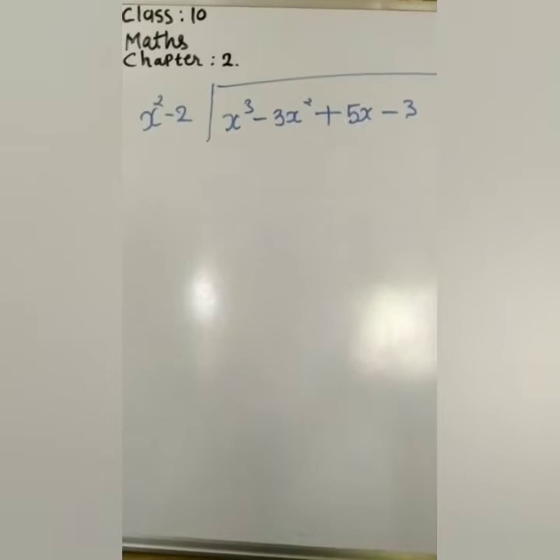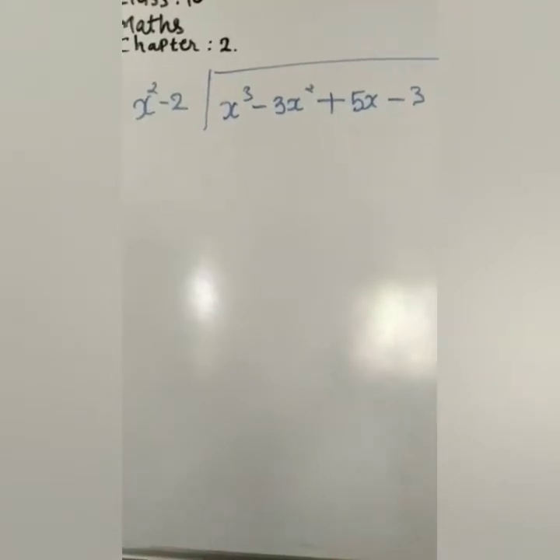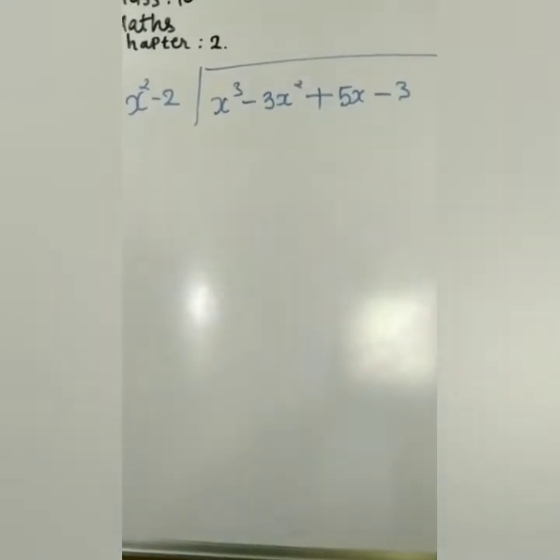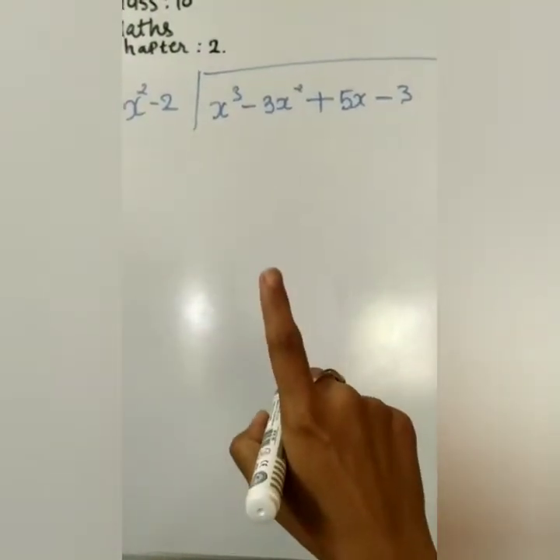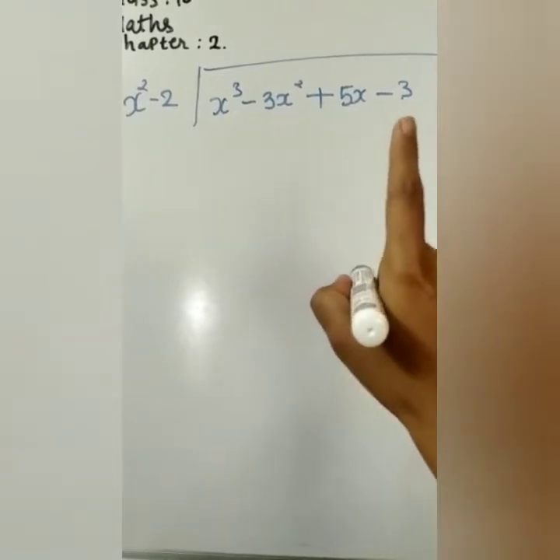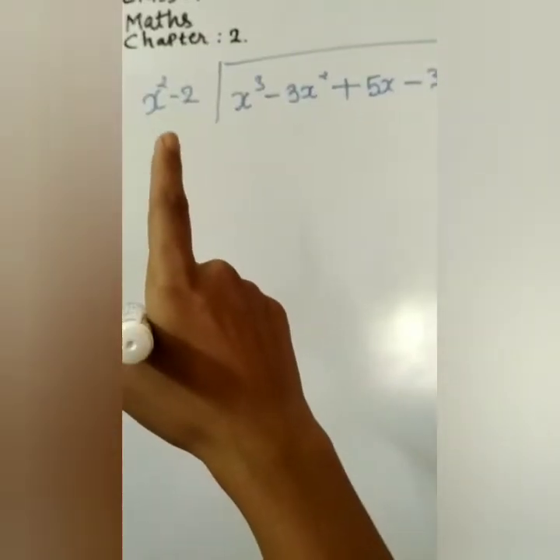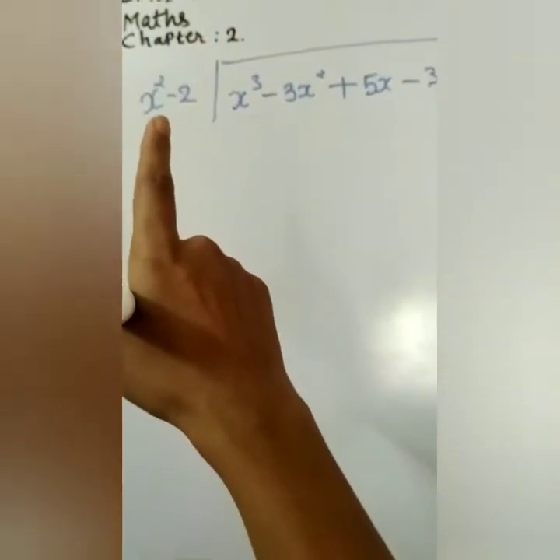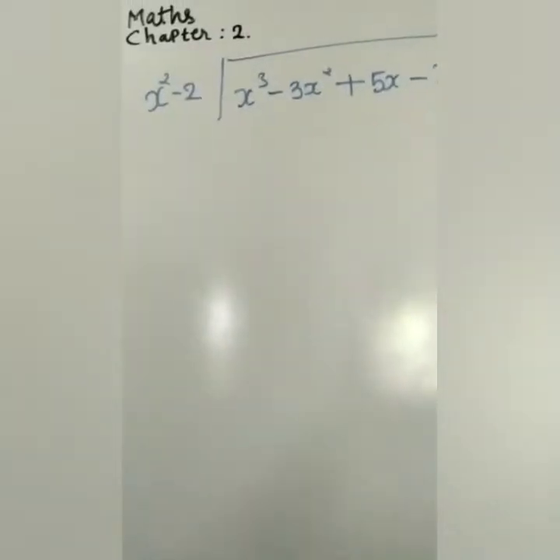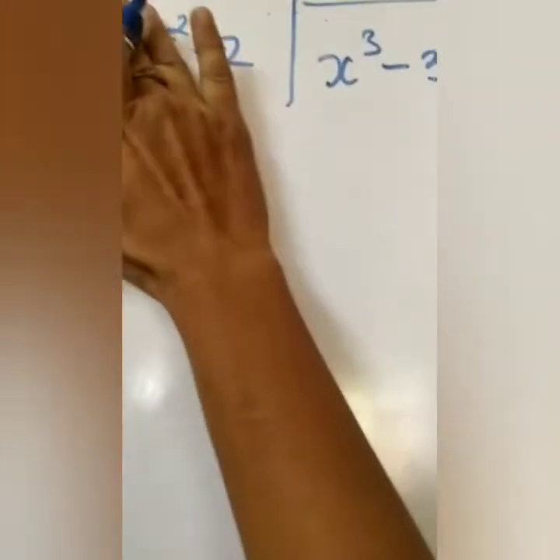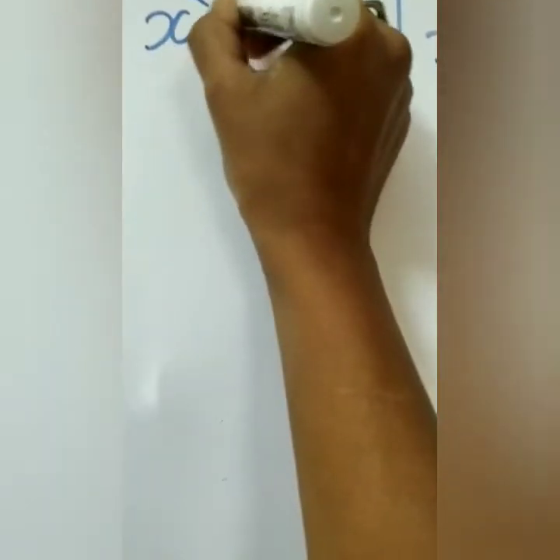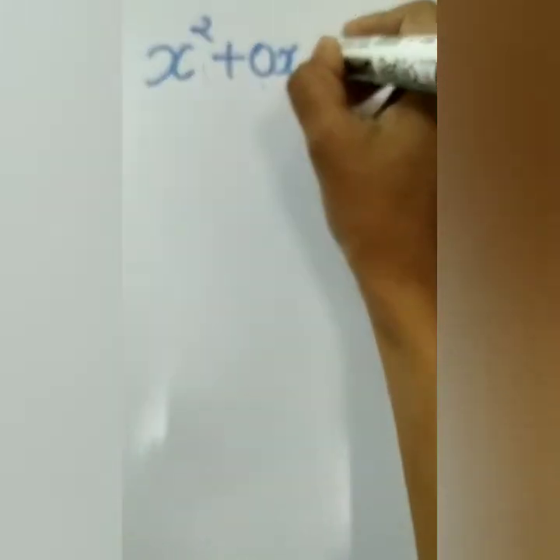Here is the first question. First we will check that it is in the form or not. So here we will check the power. Cube, it is square, then x having power as 1 and the constant term, but here one term is missing, so for g of x we will add 0x over there. So here we have to write x square plus 0x minus 2.